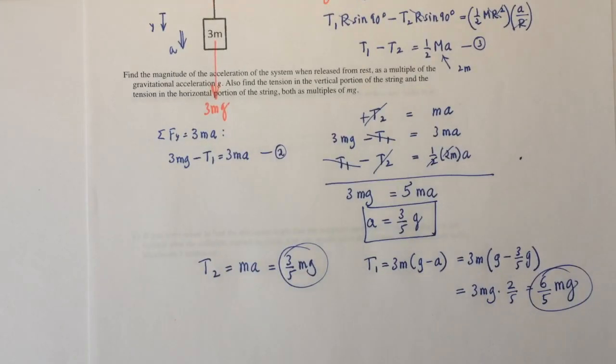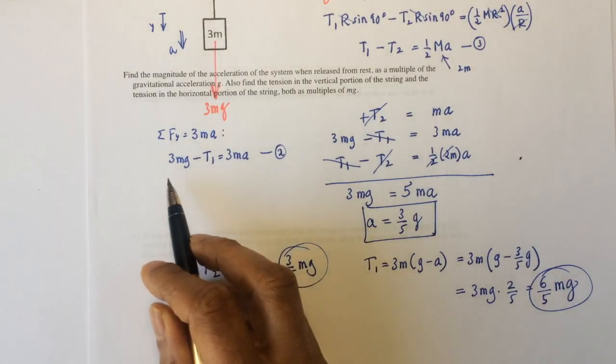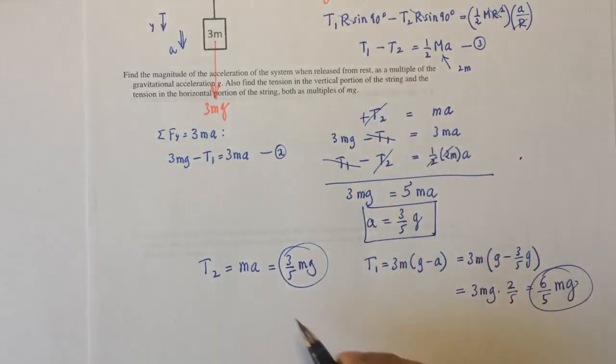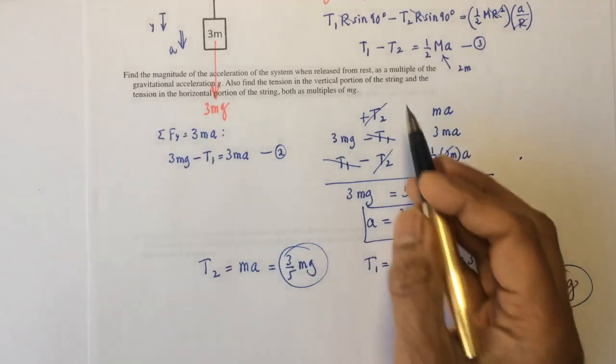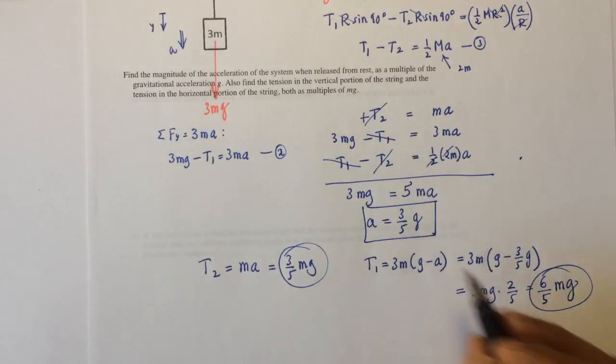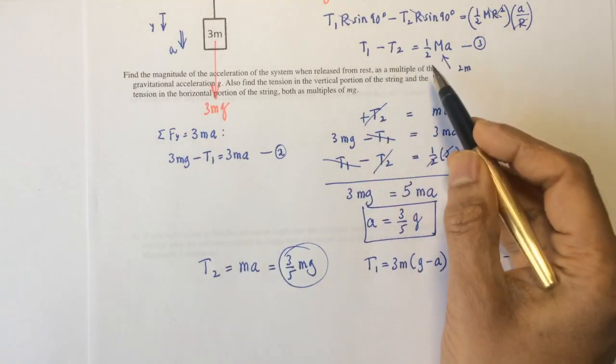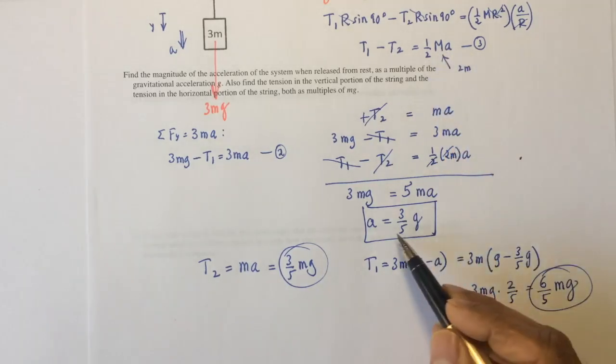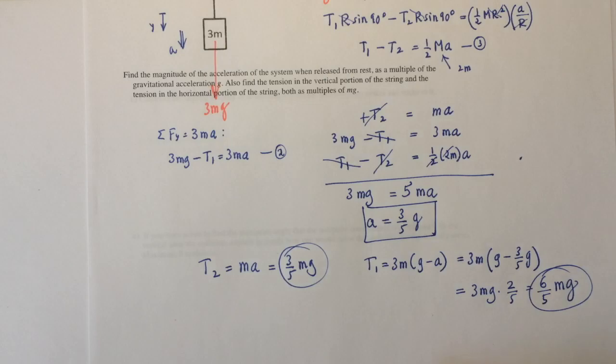I want to quickly verify if everything works out. So let's just try that equation to see if it works out. T1, which is 6/5, minus T2, which is 3/5, so that's going to be 3/5, is equal to 1/2 times the mass of the pulley, which is 2m, so that's going to be just a, which is 3/5. Yep, it works out. So that's the answer.